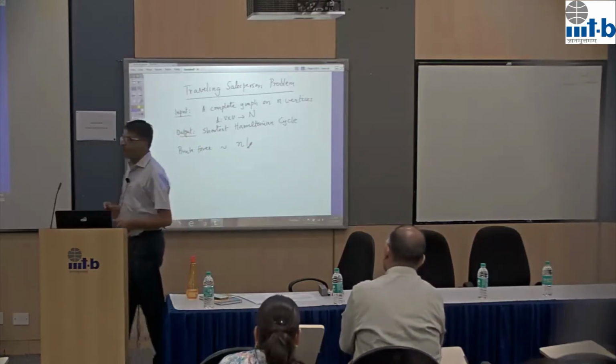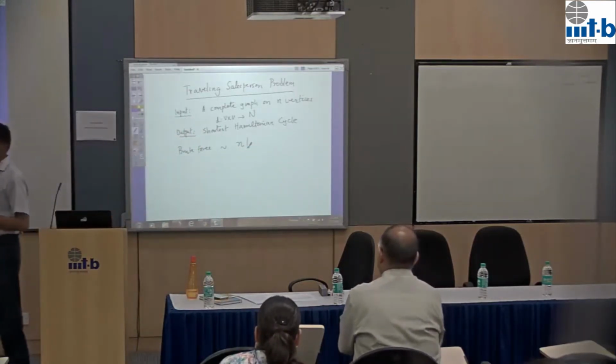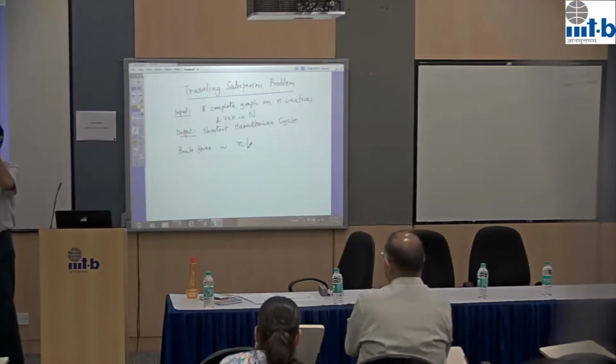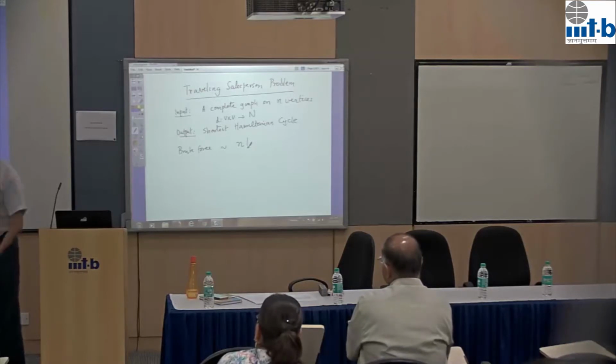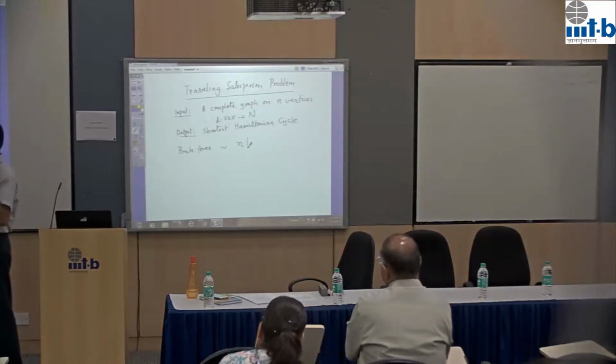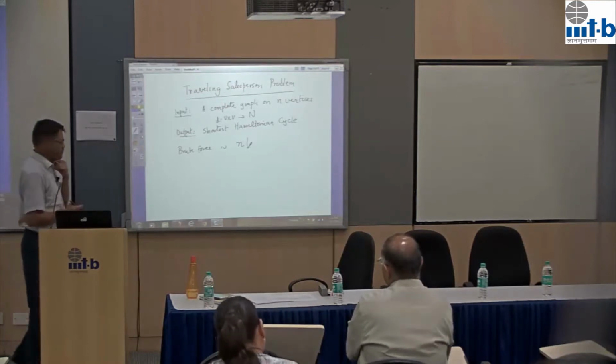Much worse than 2 power n, right? This is another dimension kind of a thing. Something like vertex cover, 2 power n was easy and we can quickly get to something. But here, the brute force algorithm takes n factorial time, right?